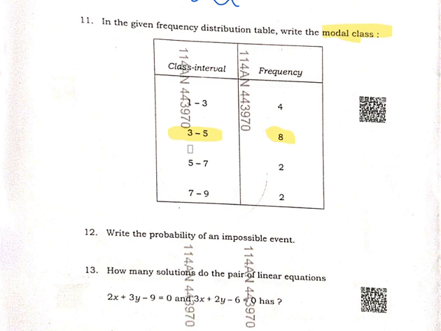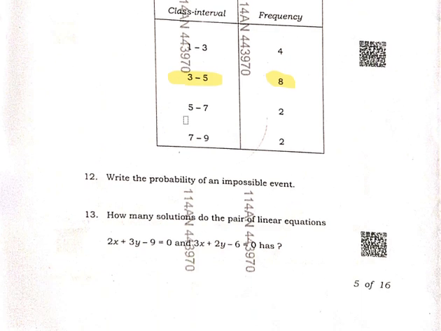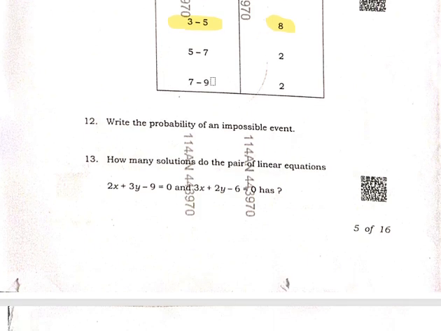How to write it in a sentence? Because it's a 1 mark question, it is not a multiple choice or fill in the blanks, so it is a descriptive type. So how to write it in one sentence? The modal class of the given frequency distribution table is 3 to 5, because it has the highest frequency.